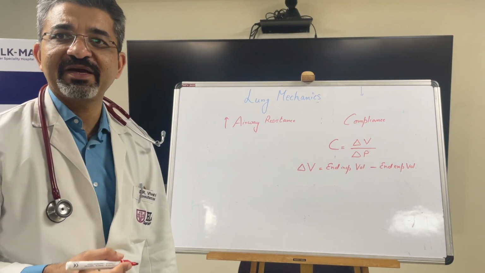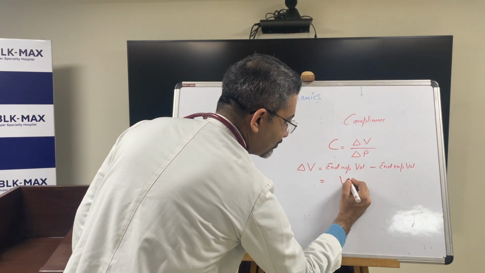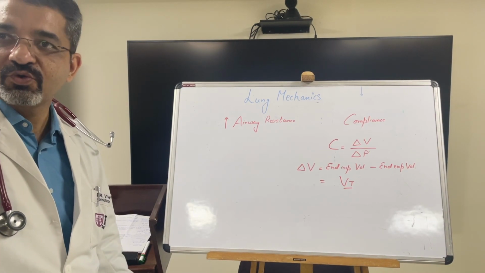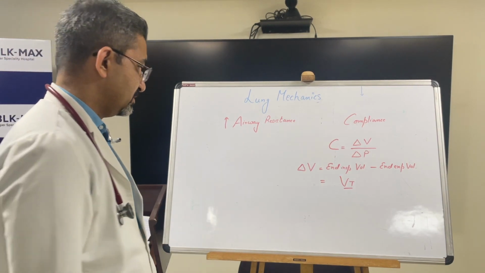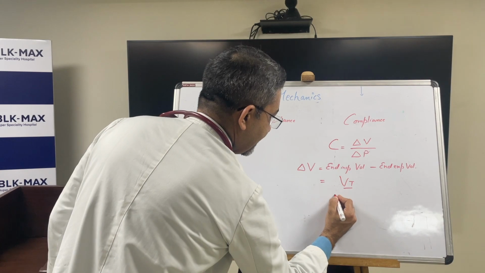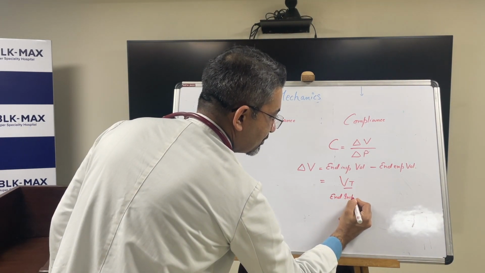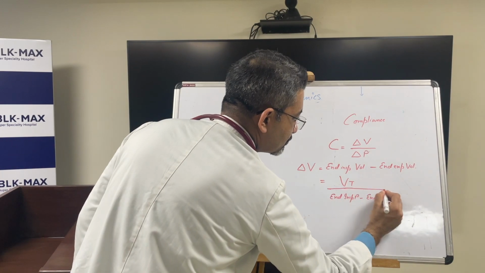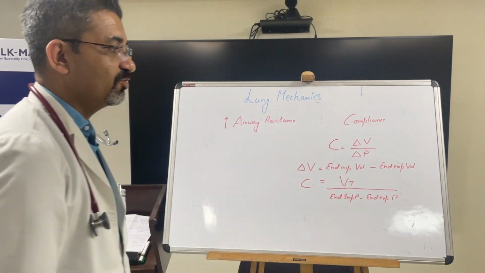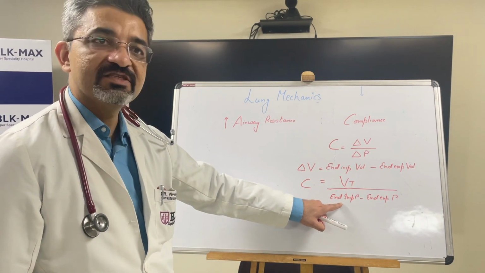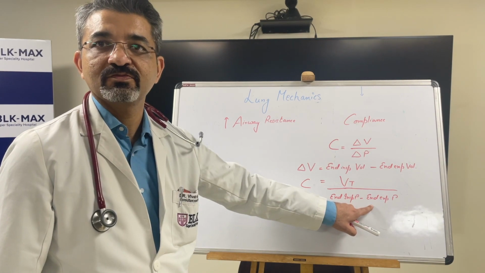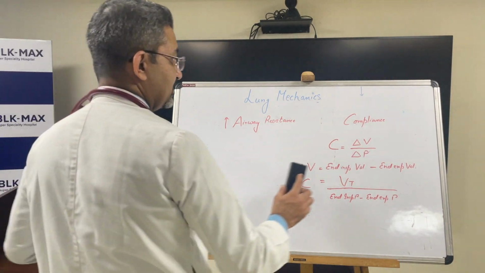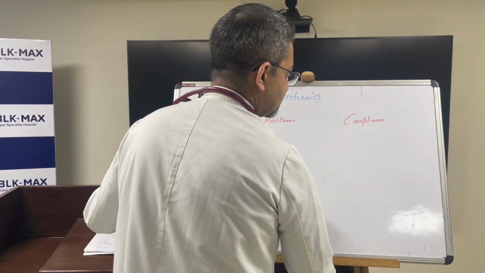What is end inspiratory volume minus end expiratory volume? It is tidal volume. So volume change is practically tidal volume. You know the tidal volume in your ventilated patient, divided by the end inspiratory pressure difference from end expiratory pressure. So you can calculate lung compliance with this formula. You know tidal volume, you know end inspiratory pressure, you know end expiratory pressure also, right? So you can calculate compliance. So two variables which you can calculate are airway resistance and compliance.